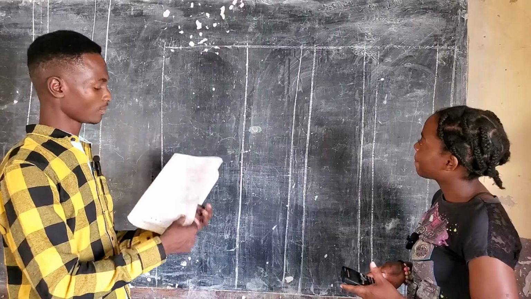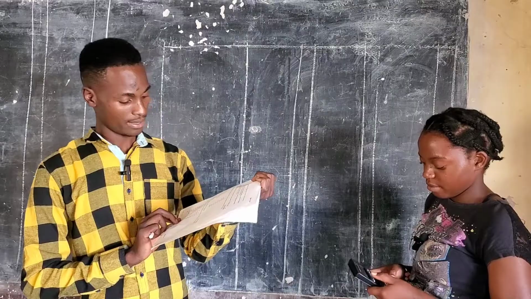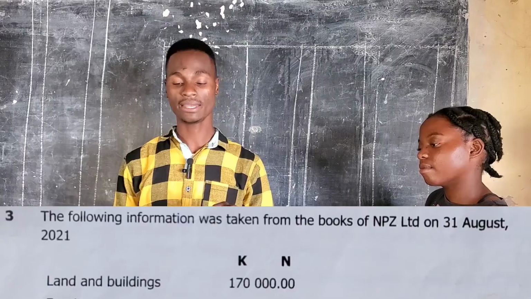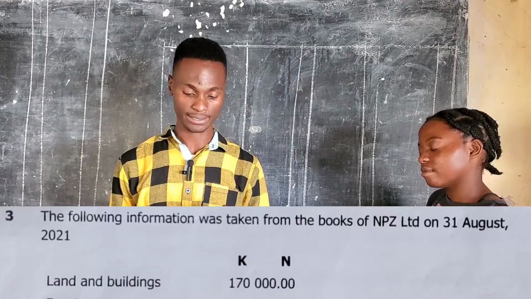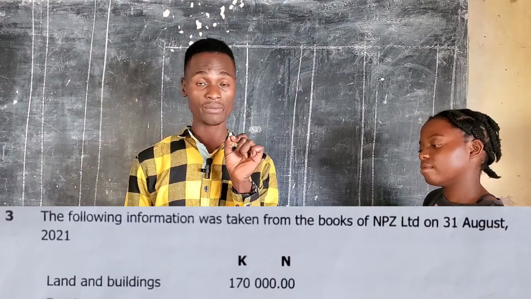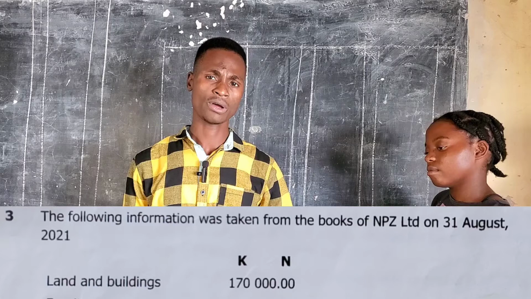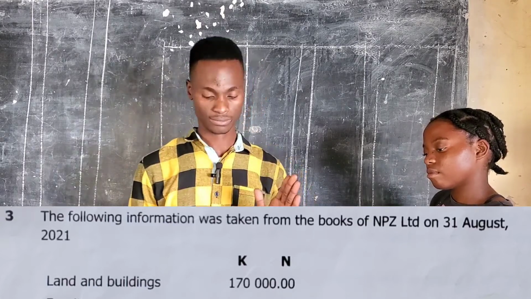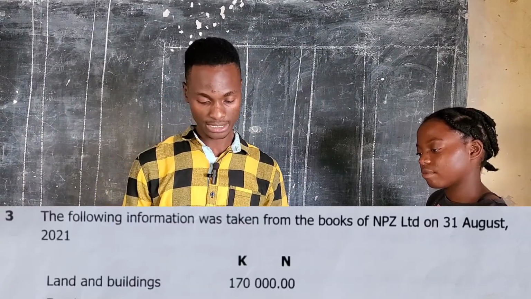Now, as you can see on the screen there, it is written, the following information was taken from the books of NPZ Limited on 31st August 2021. So you have a list of items, as you can see there. The K on the left-hand side is for Kwacha, then the N is for Ngwe. Why Kwacha and Ngwe? Because we are in Zambia and the currency is Kwacha. And the list continues up to the end.